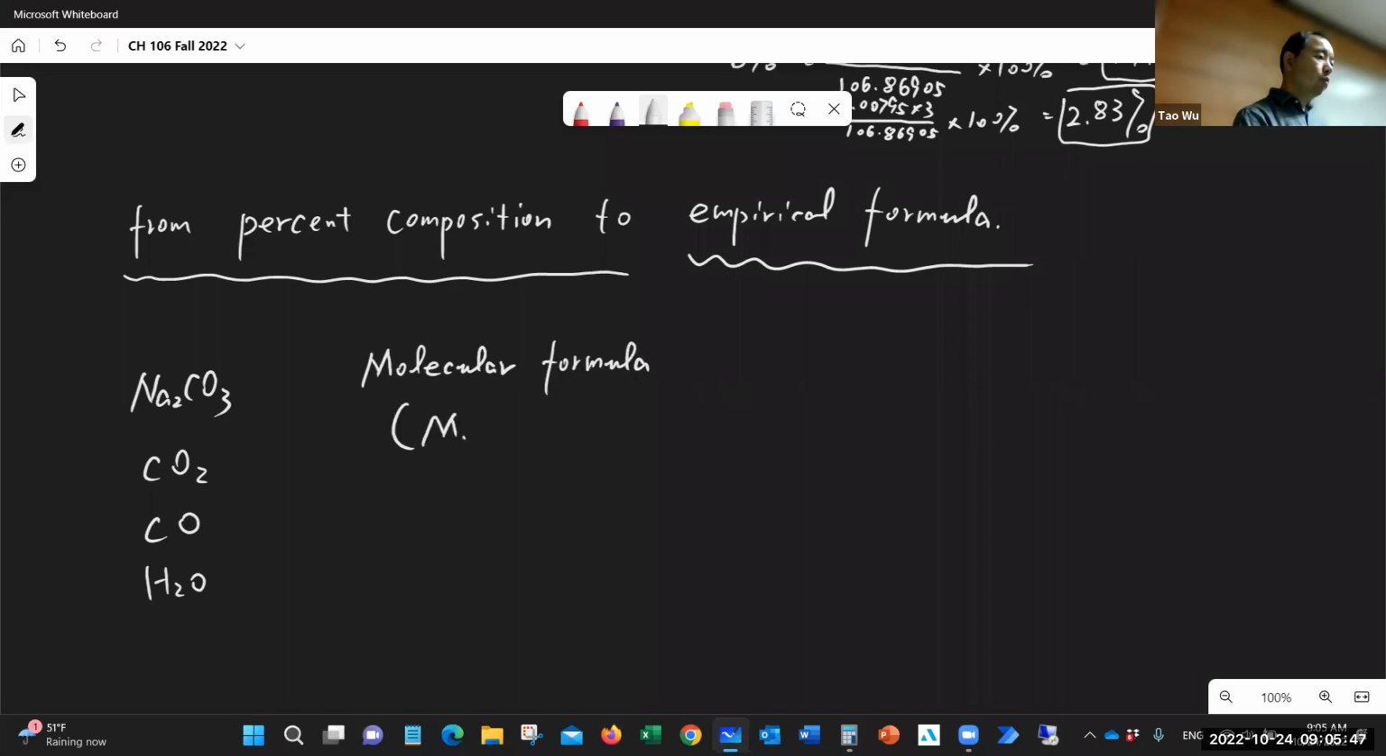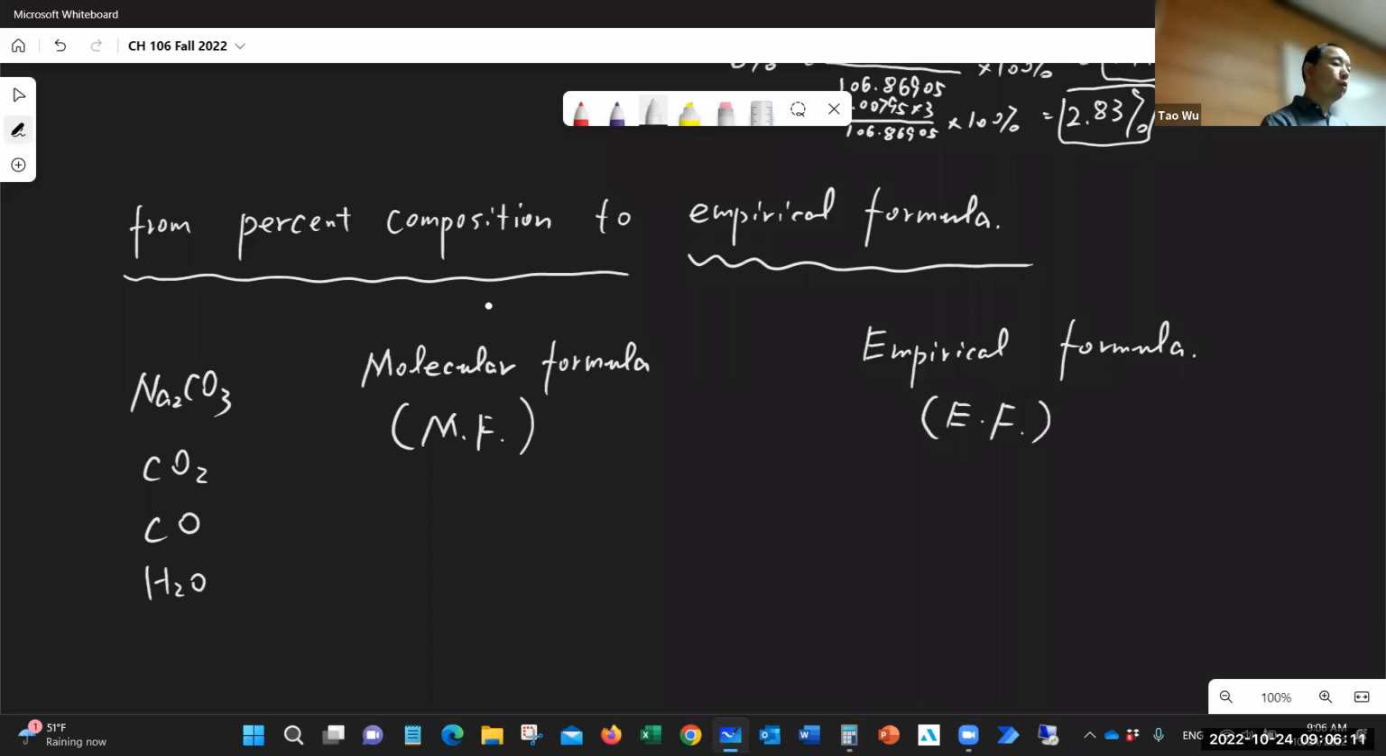Molecular formula. So we are writing it as MF, molecular formula. Okay, and there's another formula called the empirical formula. So first of all, I'm going to write down some examples of the molecular formula and the empirical formula, and then we can summarize what the difference between them is.